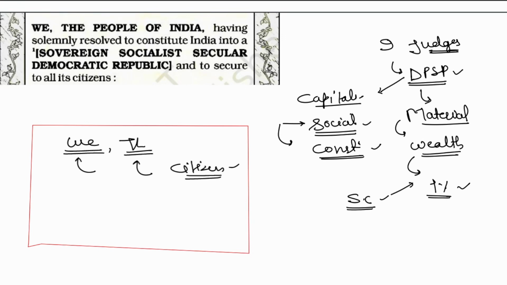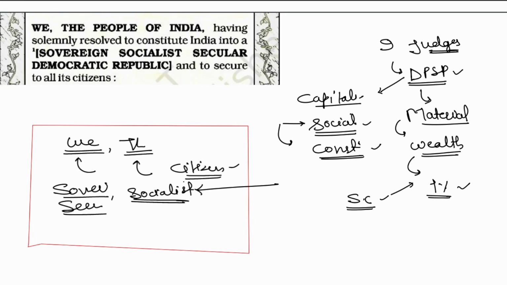They have solemnly resolved to constitute India into five things. One is sovereign. Second is socialist. Socialist is the element which we are trying to debate here. Then secular, democratic, and republic. All these five things must be very clear to you.